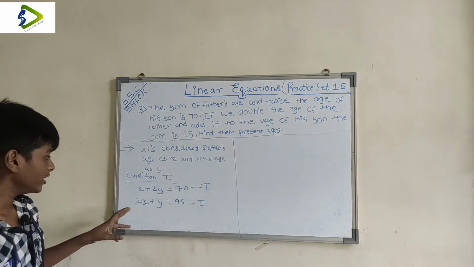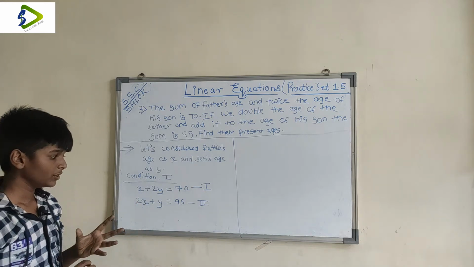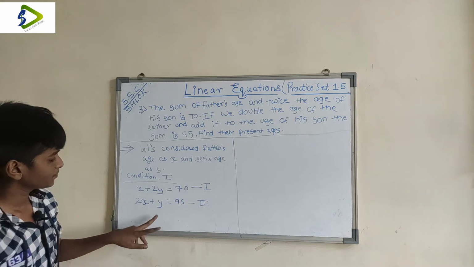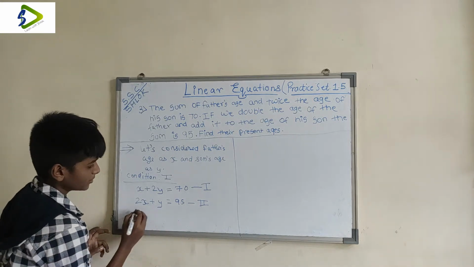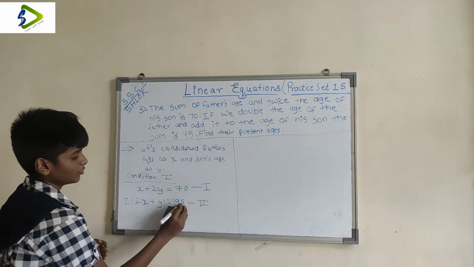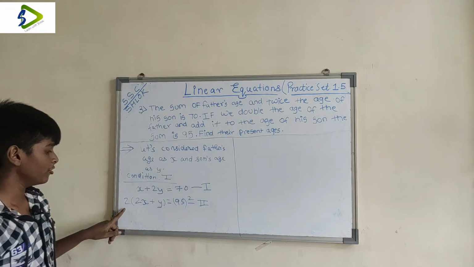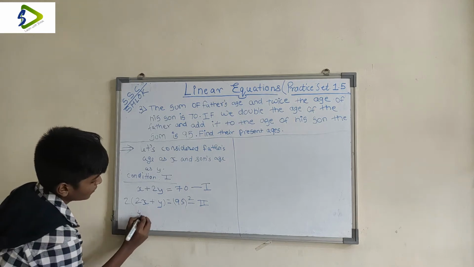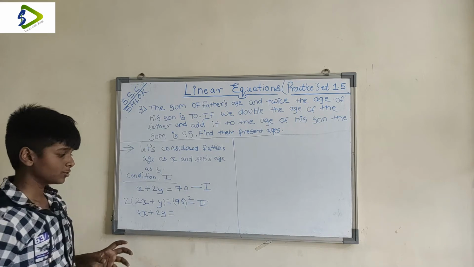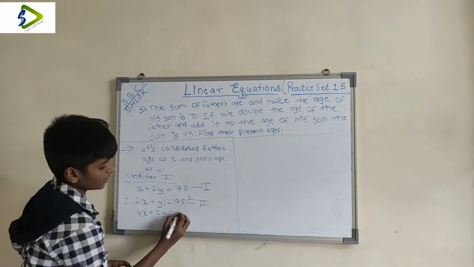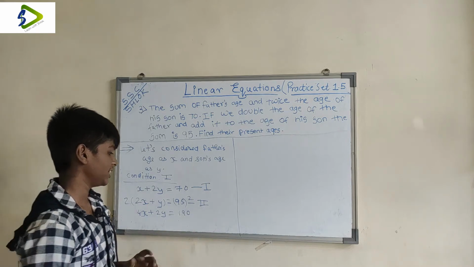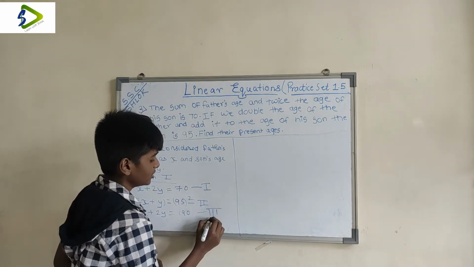Okay, now here none of the numbers are the same. What we do, we can multiply. So again we multiply this number by 2. If we multiply the second equation by 2, we get 2 times 2, which is 4x plus 2y is equal to 95 times 2, which is equal to 190. If you do the multiplication you will get 190. Let's write this as the third equation.